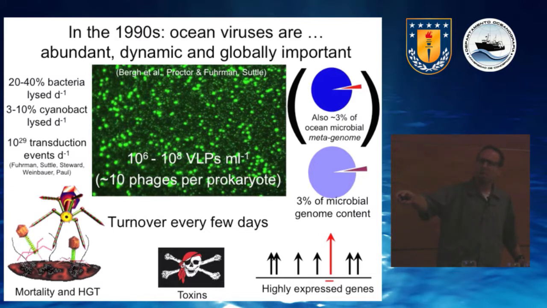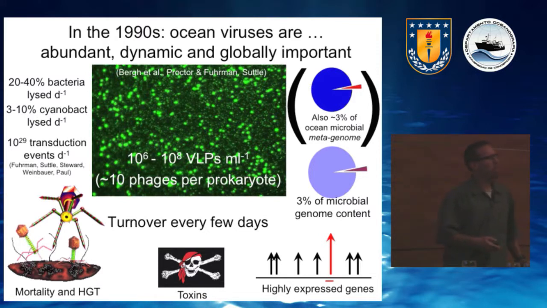And then this is another big number. They move about 10 to the 29 genes globally per day. So viruses pick up a gene and can move it from one host to another 10 to the 29th times per day on the globe. If you look at a microbial genome, about 3% of that genome is actually viral DNA. And if you look at the community microbial genome, about 3% of that DNA is actually viral. And this ranges from 0 to 18%, depending on which particular microbe you're in.